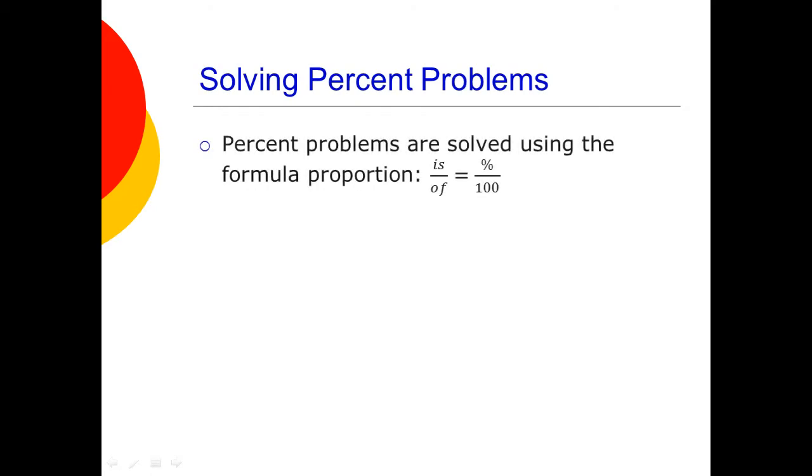To solve percent problems, we first have to set up what we call our skeleton formula proportion. We have is over of equals percent over 100. What that means is that whatever number is closest to is, we will put on top of the fraction on the left. Whatever number is closest to of, we will put on the bottom of the fraction on the left, and the percentage we will put on the top right of the fraction.